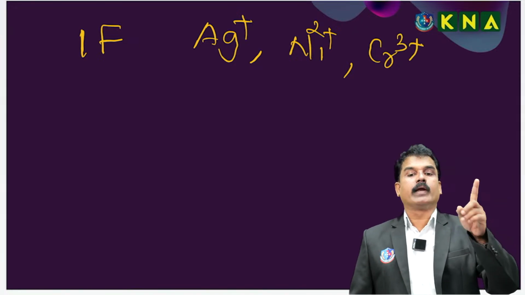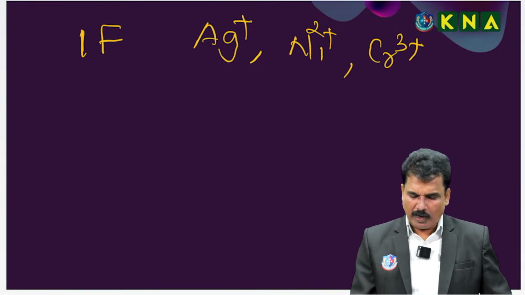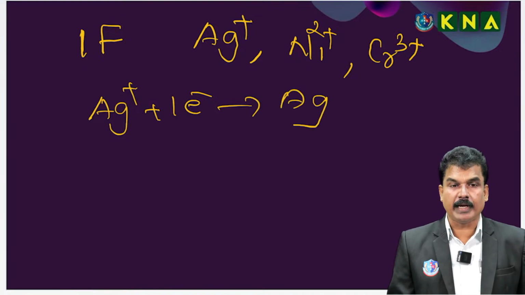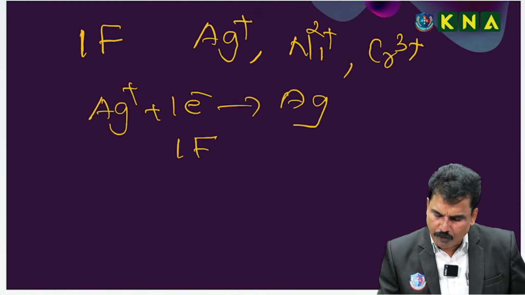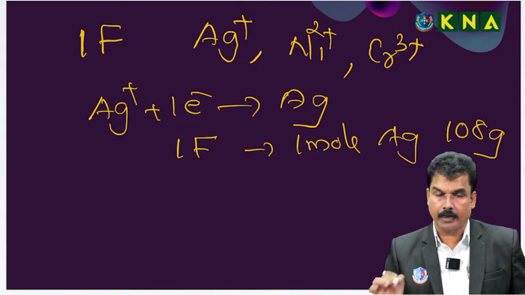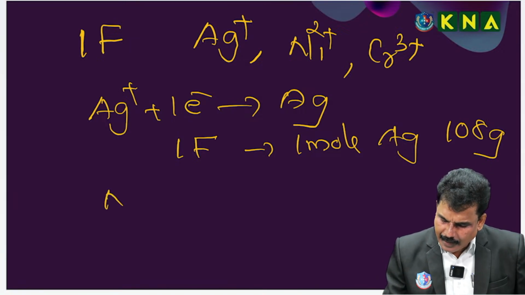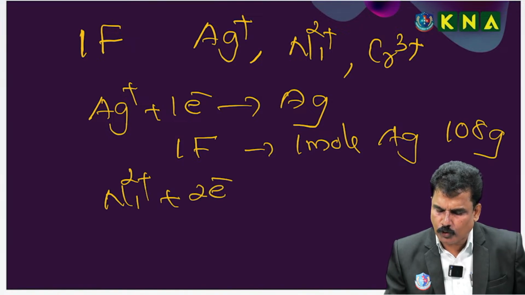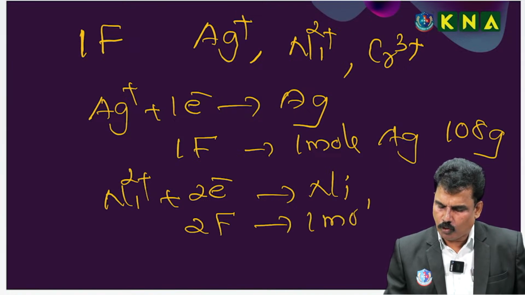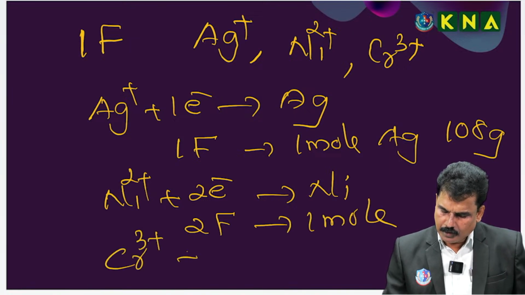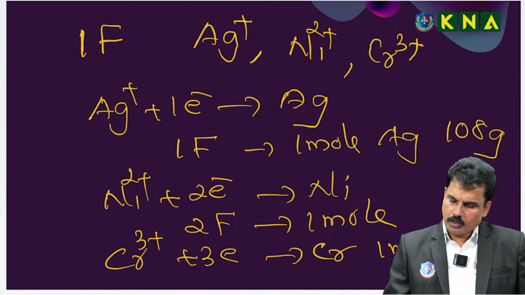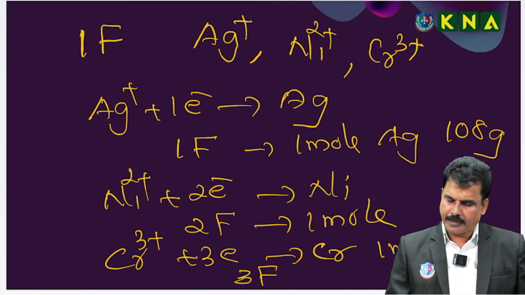You know how many electrons are required for their deposition? What is the equation? Ag+ plus 1 electron gives Ag. What is the meaning of this? 1 electron means 1 Faraday will produce 1 mole of Ag. 1 mole of Ag means 108 gram. Then Ni2+, how many electrons are required for getting 1 mole of nickel? 2 electrons. So 2 Faraday will produce 1 mole. In the case of chromium, 3 electrons will get chromium 1 mole. For getting 1 mole, 3 Faraday of current is required.